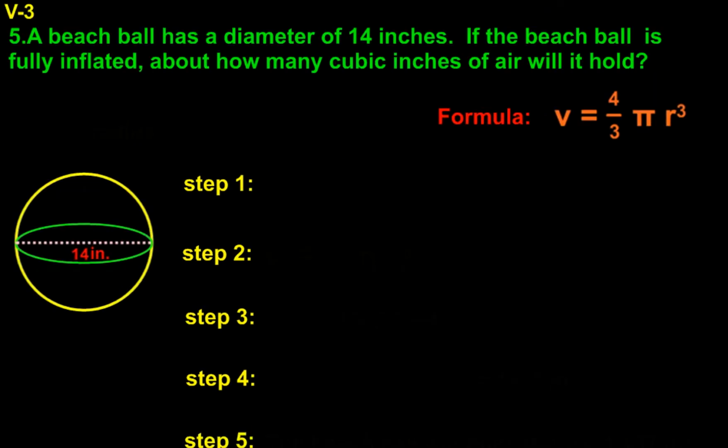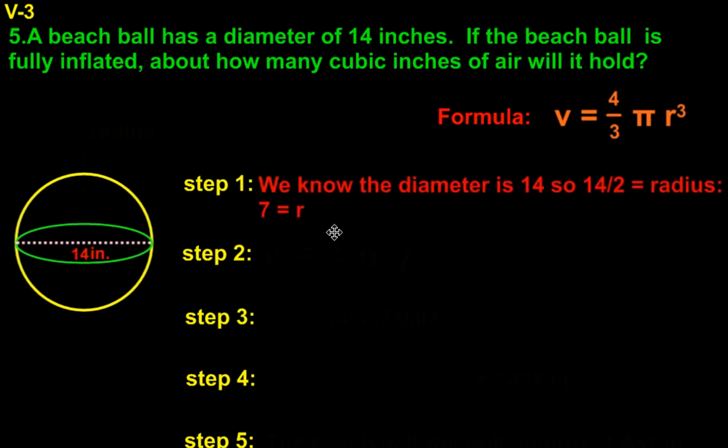Now let's take a look at question number 5. A beach ball has a diameter of 14 inches. If the beach ball is fully inflated, about how many cubic inches of air will it hold? Well, I've created a sketch here to go along with the picture. And again, I made the dotted line go from end to end because in the problem it stated that it was the diameter that we were given. That's 14 inches. So step 1, since we know the diameter is 14, 14 divided by 2 gives us a radius of 7. We then plug 7 into the formula. So we have V equals 4/3 pi, 7 to the third power.